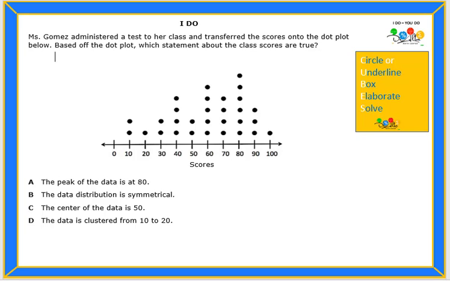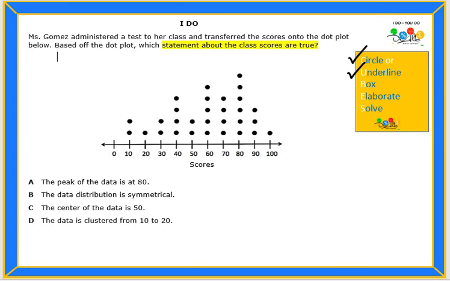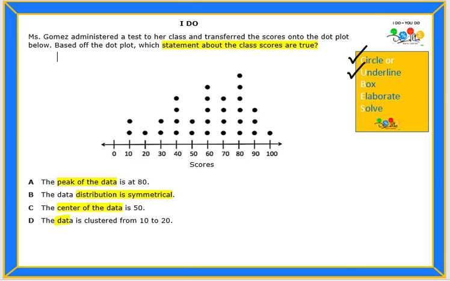On the right side of the screen, you will see the CUBE strategies that we will be using today. We will start with circle or underline keywords, but if you prefer, you can always highlight. Statement about the class scores are true. Peak of the data. Distribution is symmetrical. Center of the data. Data is clustered.